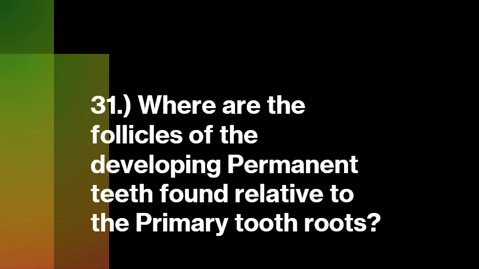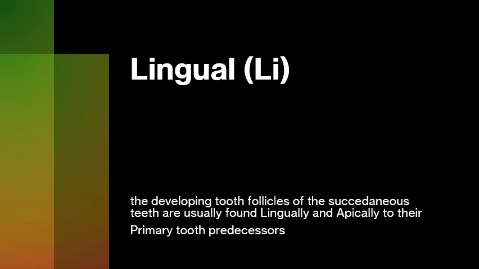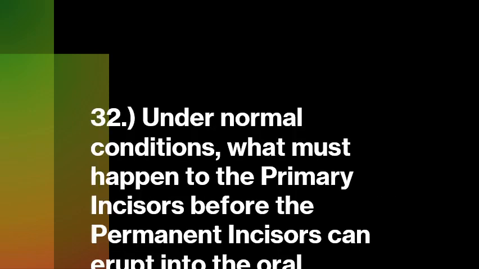So where are the follicles of the developing permanent teeth found relative to the primary tooth roots? So the answer to the question is that they are usually found lingual. So the developing tooth follicles of the succeeding teeth are usually found lingually and apically to the primary tooth predecessors. This is for anterior teeth.